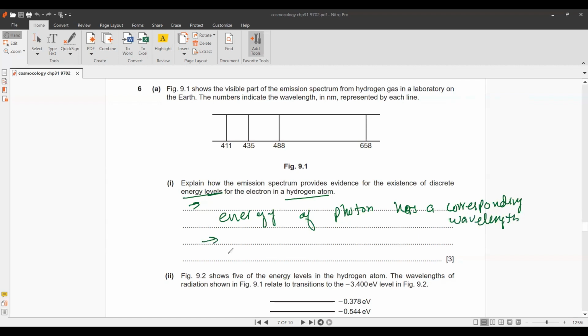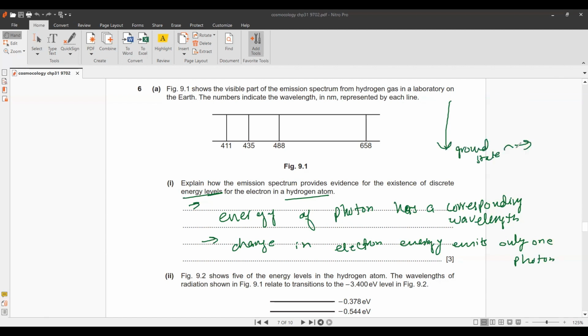Next point, what will it be? We could say that change in electron energy emits only one photon. Because whenever an electron comes to its ground state, it emits only one photon. So that also justifies that point.